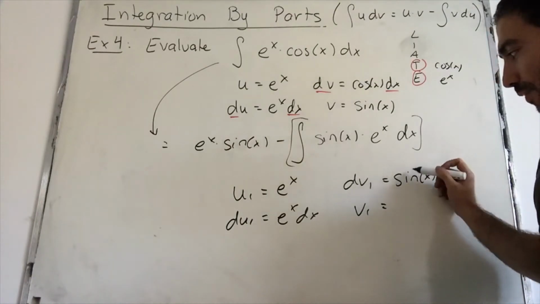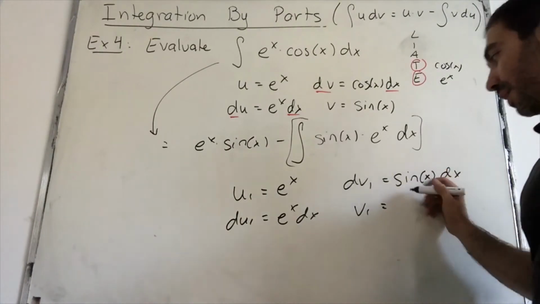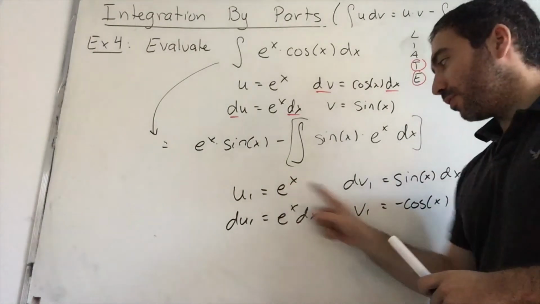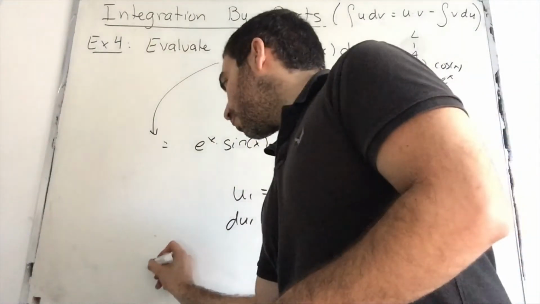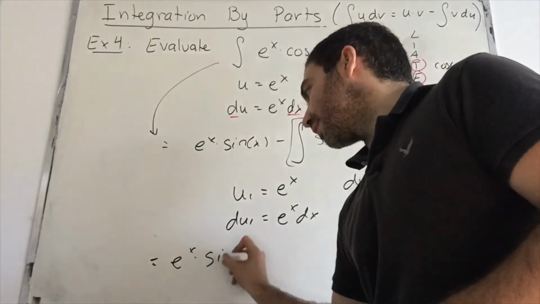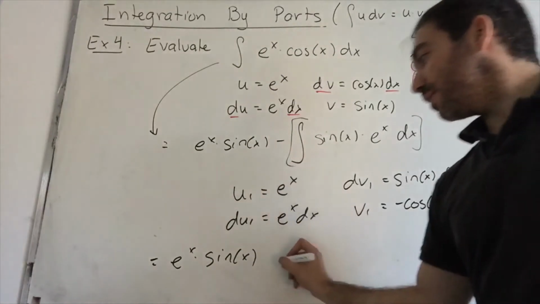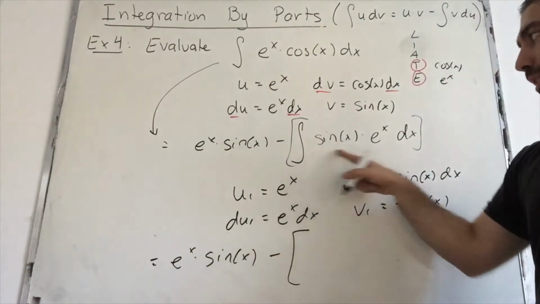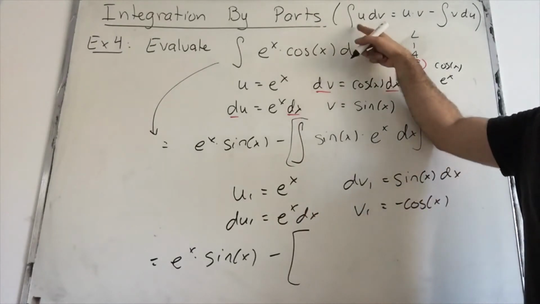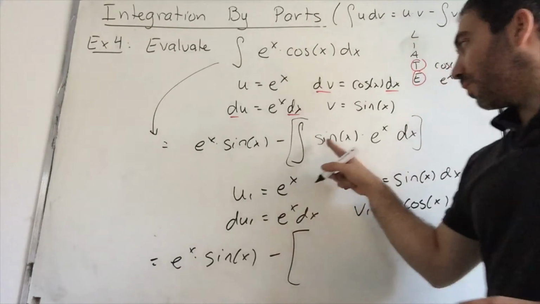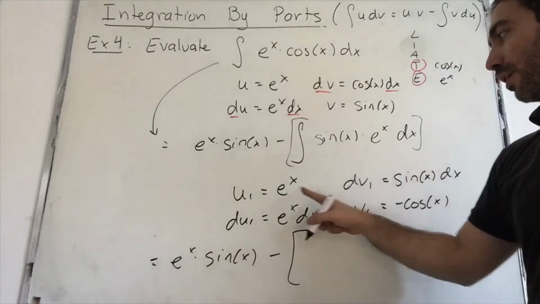So the derivative of sine is cos, so the integral of sine is negative cos x. And we follow the same pattern. So here, what we have is e to the x sine x, that's still there, don't forget him. E to the x sine x. We have a minus, so minus the integral, and now this integral here, we're going to rewrite it using the fact that the integral of u dv is equal to uv minus the integral of v du. So this is our u, this is our dv.